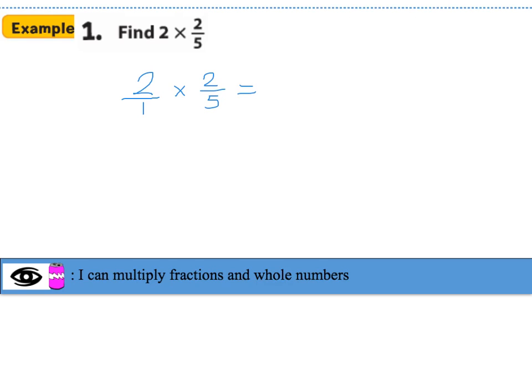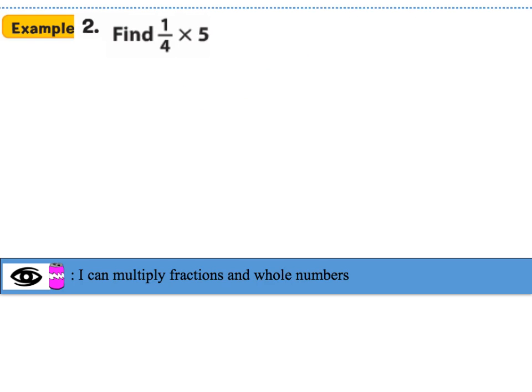Now that I have that, I can go ahead and multiply my numerators. So 2 times 2 is 4. Now I can multiply my denominators. 1 times 5 is 5. So my final answer is 4/5. And you just want to make sure you ask yourself, can you reduce 4/5? Nothing goes into both 4 and 5 evenly, so I know that my answer is completed.